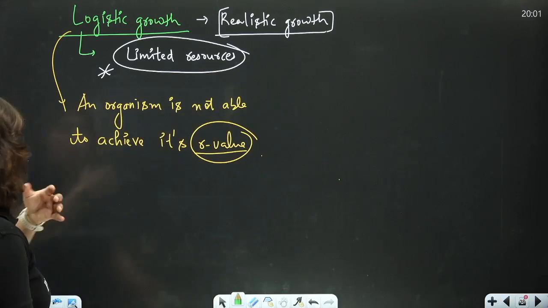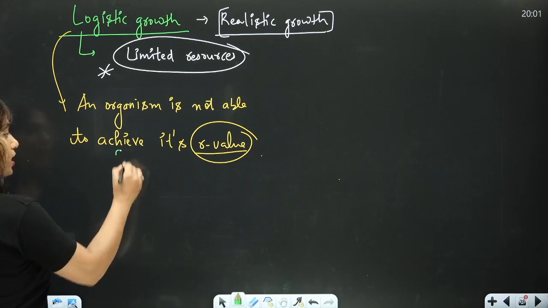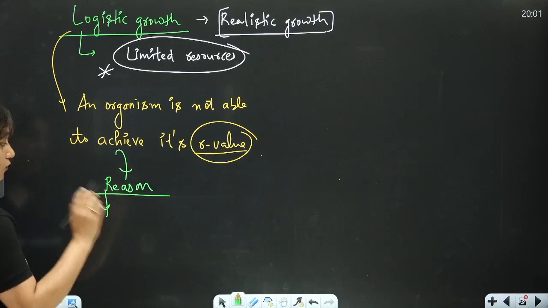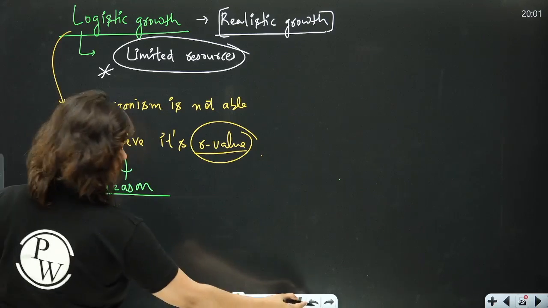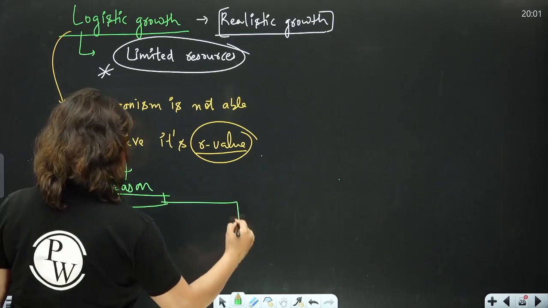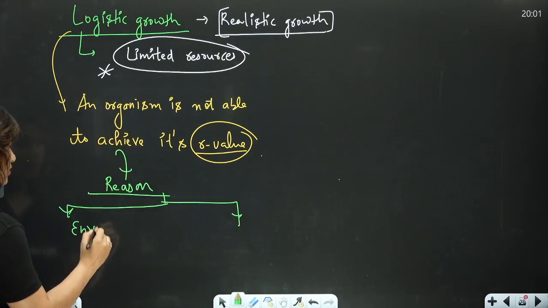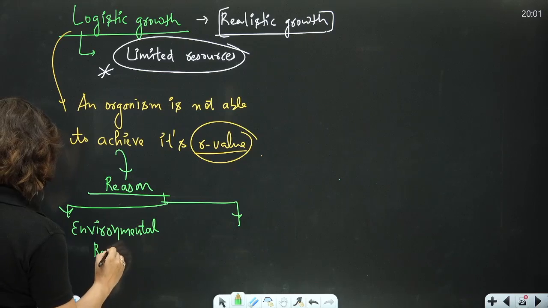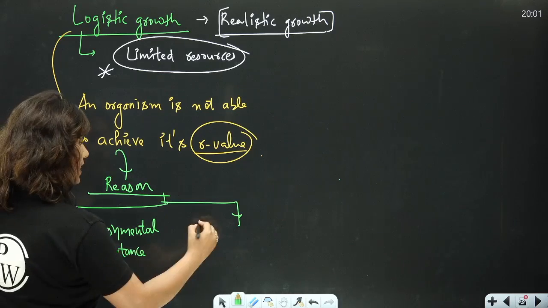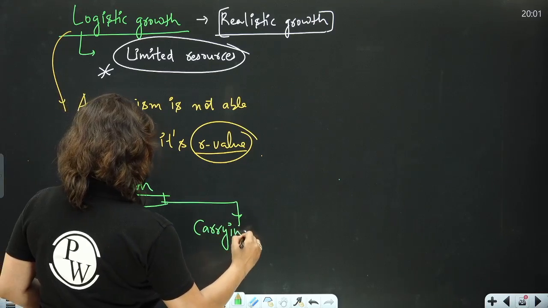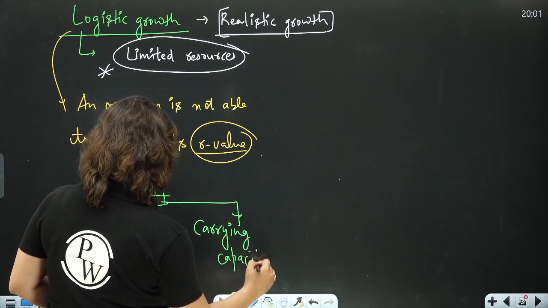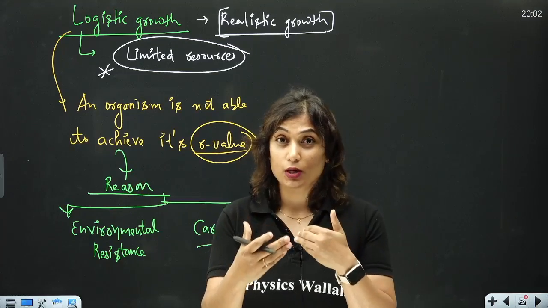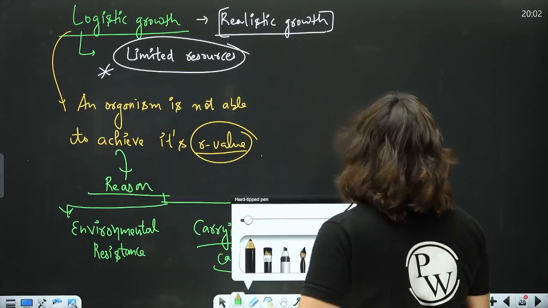So why is an organism not able to achieve its R value? What is the reason behind that? The reasons are two: the environmental resistance and the carrying capacity. There are two things which prevent the organisms from achieving their R value. First is the environmental resistance and second is the carrying capacity.